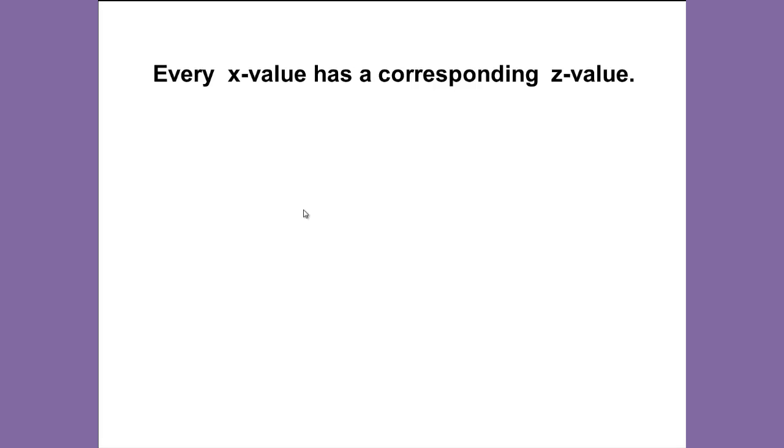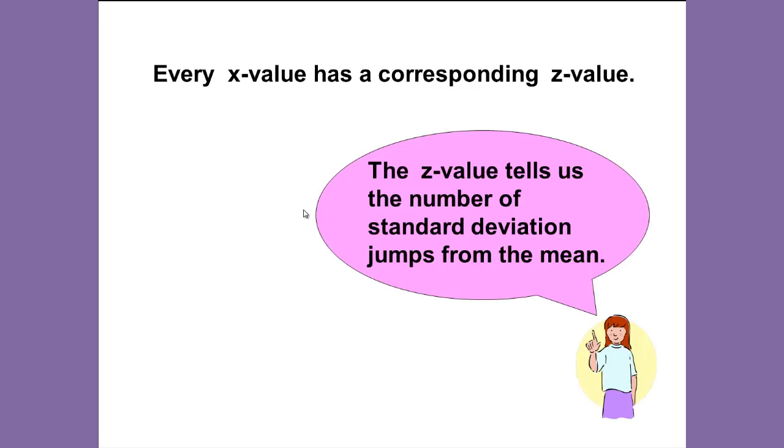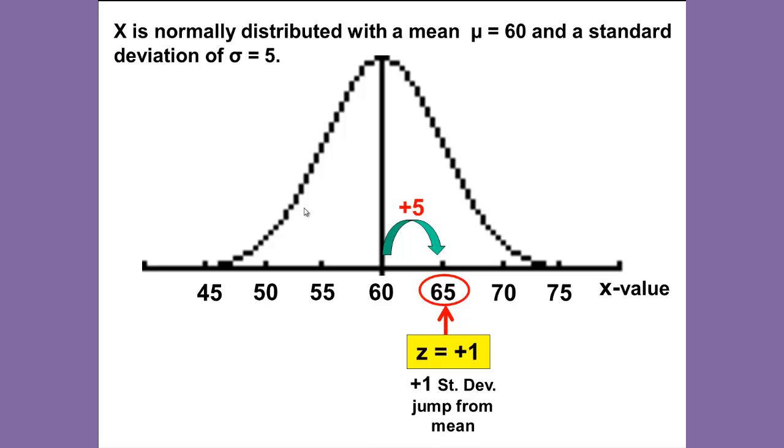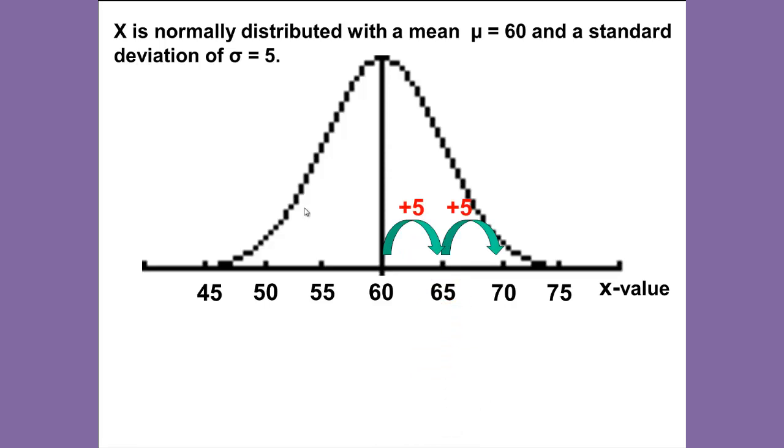Every x value has a corresponding z value. The z value tells us the number of standard deviation jumps from the mean. One jump indicates that 65 has a corresponding z-score of a positive 1. Z equals positive 1. One standard deviation jump from the mean corresponds to the x value of 65. One jump, two jumps lands us at 70.